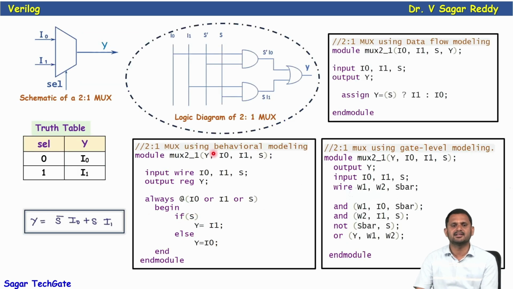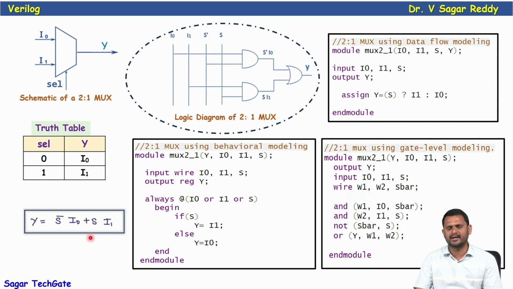Now see another example, a simple mux. This is a schematic of a 2:1 mux, having two inputs and one selection line. Based on the selection line, the output is connected to I0 or I1. If the selection line is 0, then Y is connected to I0, Y equal to I0. If the selection line is 1, then Y is equal to I1.